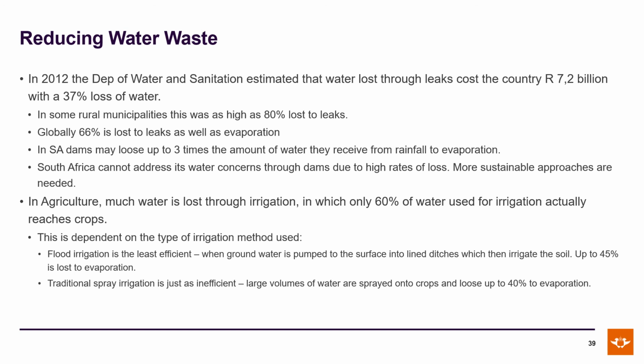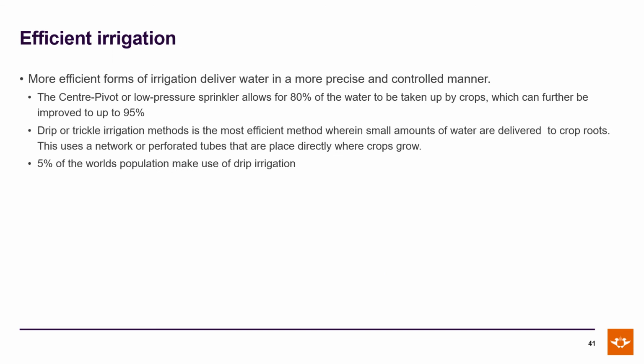So, your types of irrigation, there's just a picture. In terms of more efficient irrigation, we have your center pivots, which are becoming quite popular at the moment. I'm sure you must have seen those circular fields out in your rural areas, and they have a center pivot that then rotates. This makes use of low-pressure sprinklers, and 80% of your water can then be taken up by crops. And this can be improved up to 95%, in which you're only losing 5% of your water used.